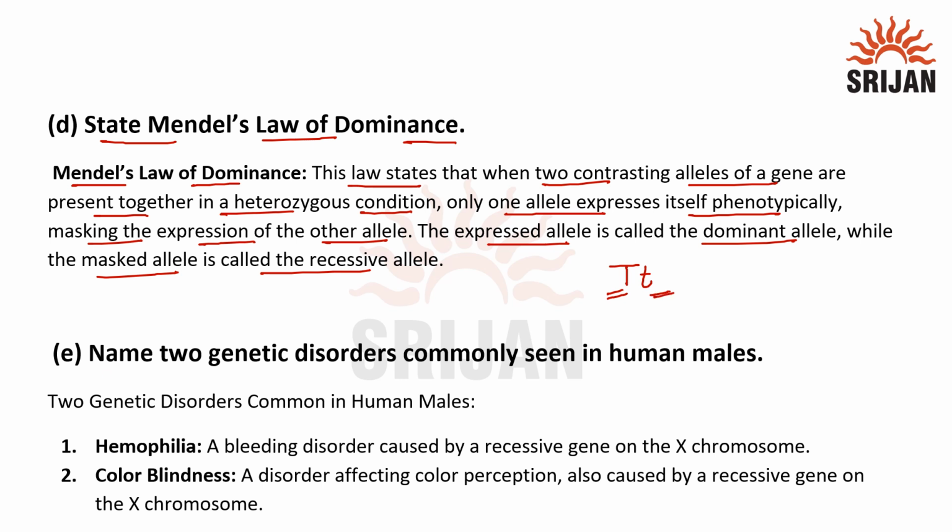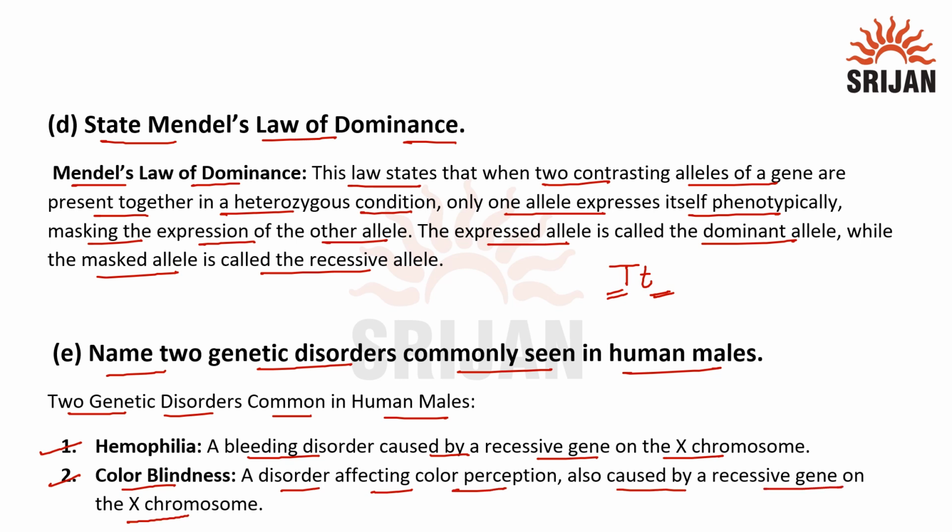Next is, name two genetic disorders commonly seen in human males. The answer for this question is, two genetic disorders common in human males are: first, hemophilia, a bleeding disorder caused by a recessive gene on the X chromosome. Second is color blindness, a disorder affecting color perception, also caused by a recessive gene on the X chromosome.